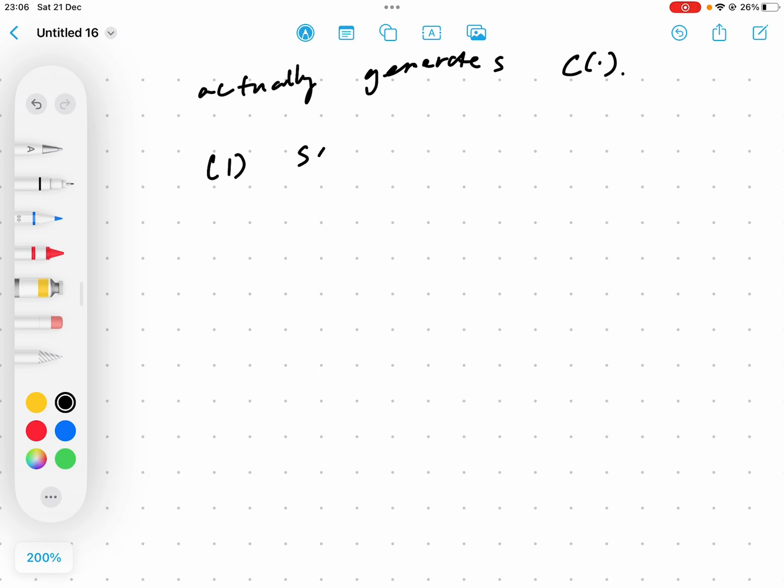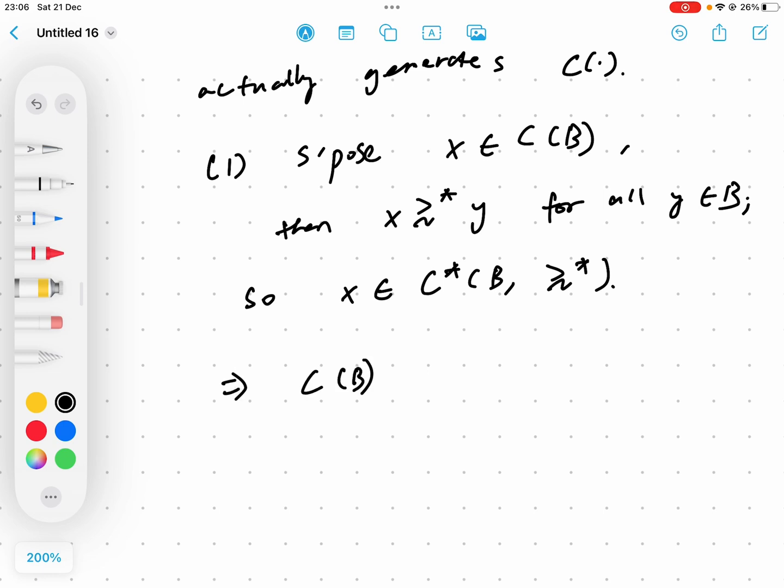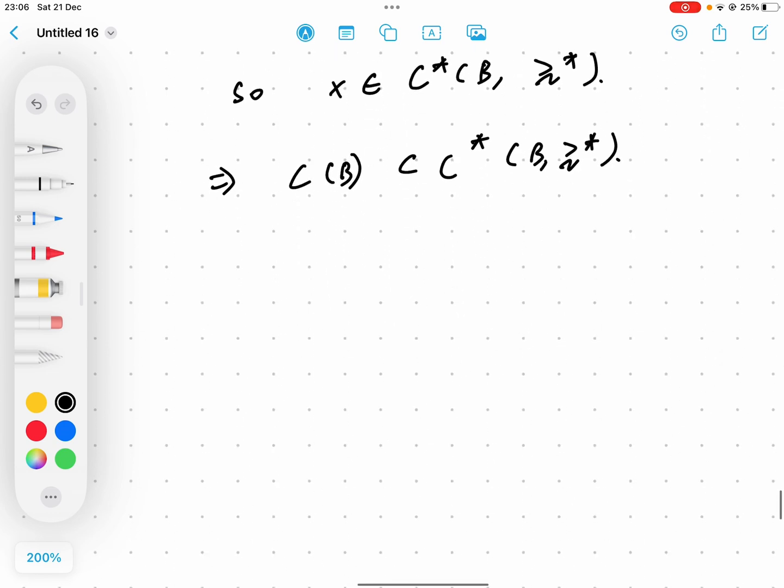So first, we suppose that, let's say, X is chosen in this B. Then using X is weakly revealed preferred to Y for all the Y's, we have that X is in the C*. And this means that C(B) is a subset of C*. Okay, good.